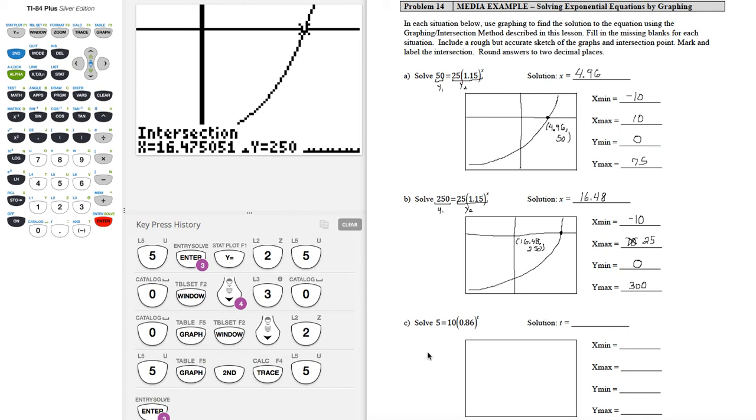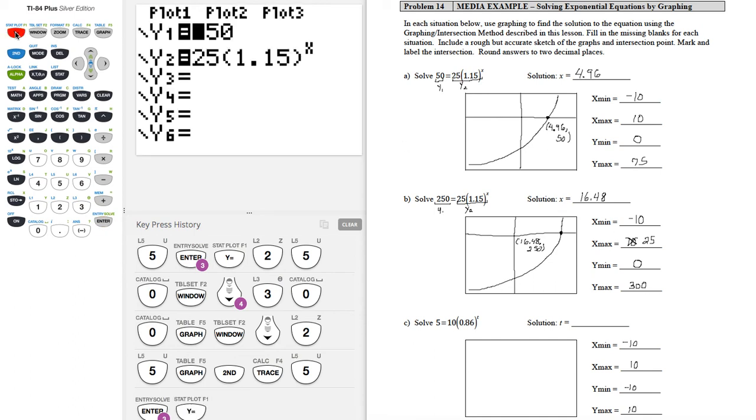So let's take a look at the last one. 5 equals 10 times 0.86 to the t. So this function is a decreasing exponential function. And again, when in doubt, go ahead and just use your standard window values, negative 10 to 10, negative 10 to 10. Let's try that for this set of functions here.